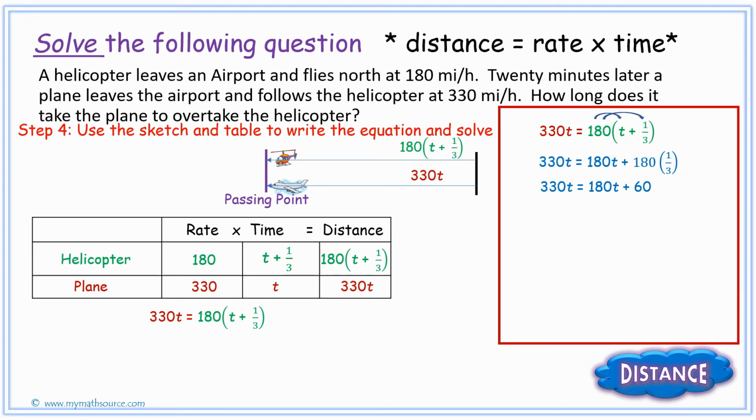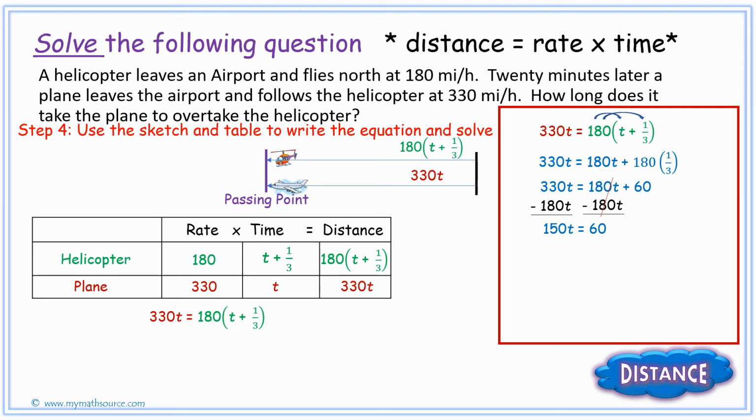Now we just need to get our t's on the same side because we're solving for t, and we leave the other like terms on the right side, which is just 60. The way that we'll do that, we need to do the opposite operation to move the 180t, so we're going to subtract the same number. What we do to one side of the equation, we do to the other. The 180t's will cancel out, and 330t minus 180t is going to be 150t equal to 60.